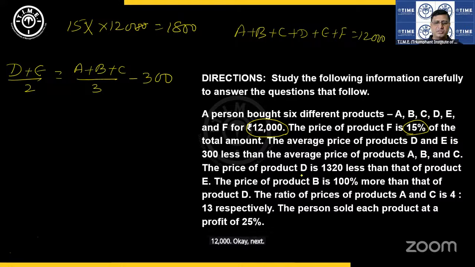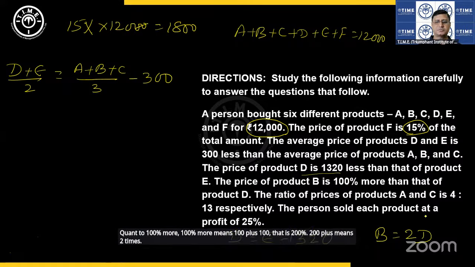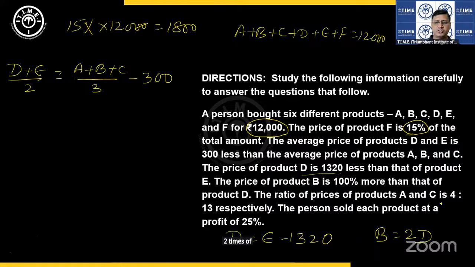The price of product D is 1320 less than product E. D value is equal to E minus 1320. Okay. The price of product B is 100% more than D. 100% more means 100 plus 100, that is 200%. 200% is 2 times, so B is 2 times of D. The ratio of the products A and C is 4:13. So these are the information.